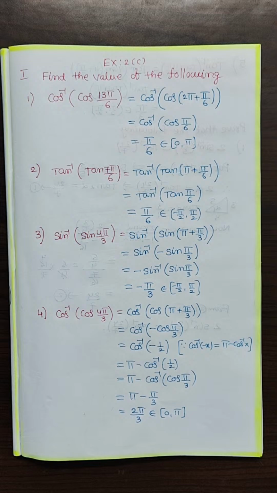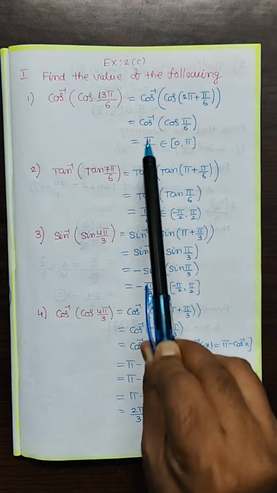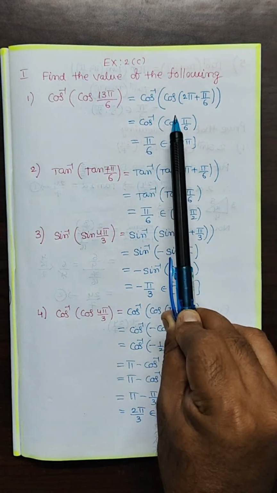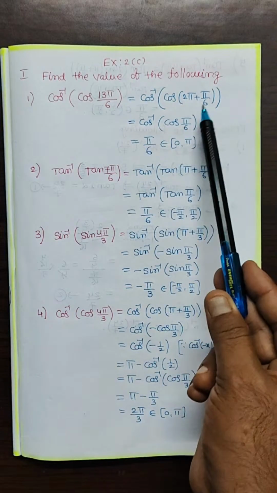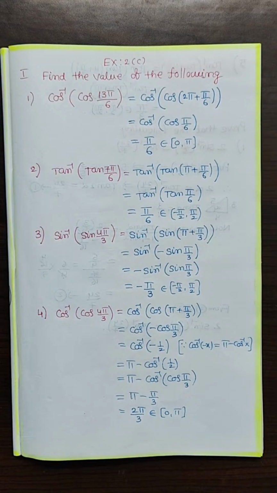Here we are in exercise 2C. Find the value of cos inverse of cos 13 pi by 6. So cos inverse of cos of 13 pi by 6 can be written as 2 pi plus pi by 6. Cos inverse of cos of 2 pi plus theta is cos theta. So cos inverse of cos pi by 6 is pi by 6. Pi by 6 belongs to the range of cos inverse x, that is closed 0 to pi.